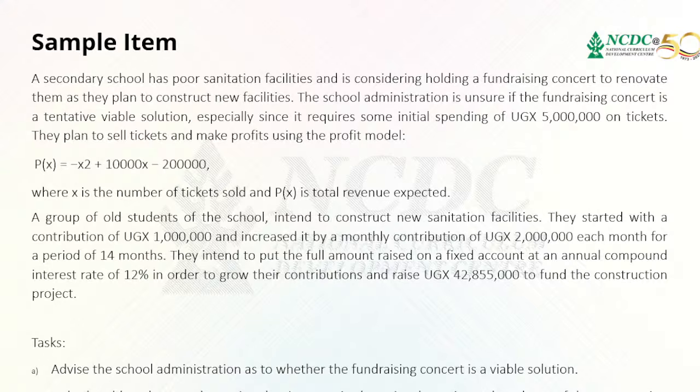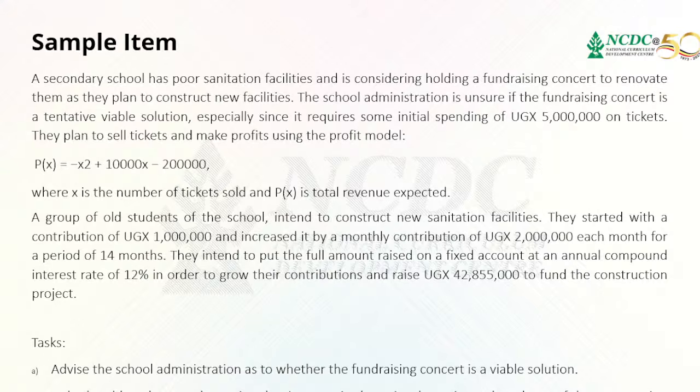They plan to sell tickets and make profits using the profit model P(x) = -x² + 10,000x - 200,000, where x is the number of tickets sold and P(x) is the total revenue expected.